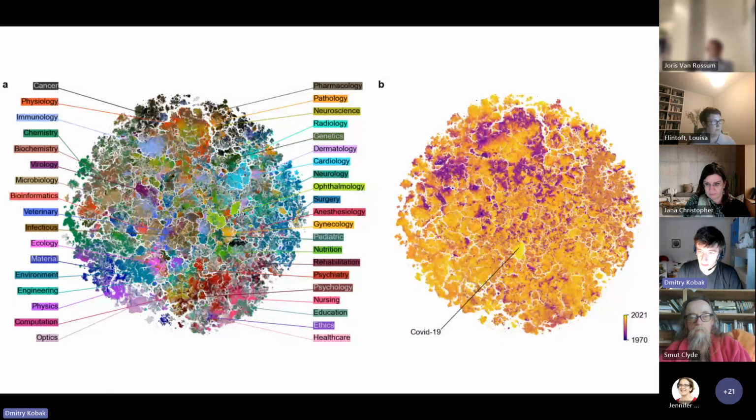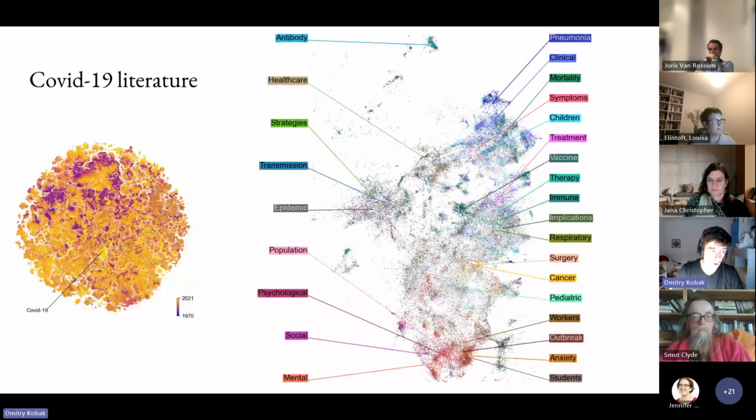Let me show it like that. We can zoom in on COVID just as an example. So here's this COVID island. I am zooming in. You see this shape of the COVID island, this yellow thing, zoomed in on the right. And now I color it differently.